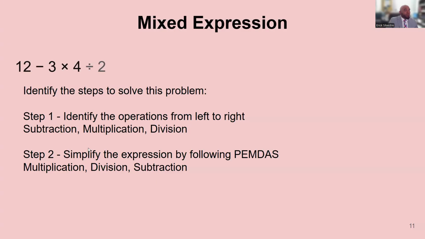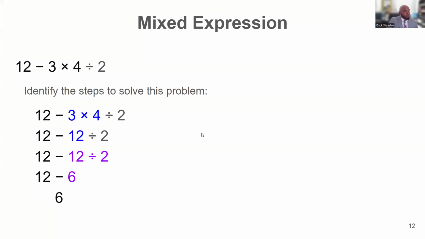So now by using my PEMDAS, I know that multiplication will be the first thing that I will do in this example, followed by division. And last but not least, I will do subtraction. Again, the reason why multiplication is first instead of division is because when you look from left to right, multiplication comes first. The reason why I made this step number 1 is because you need to see what comes first in your operation.